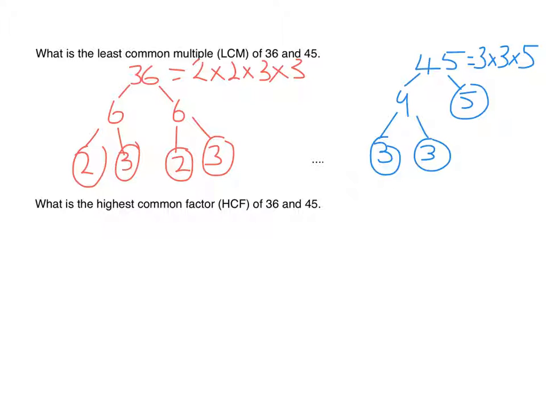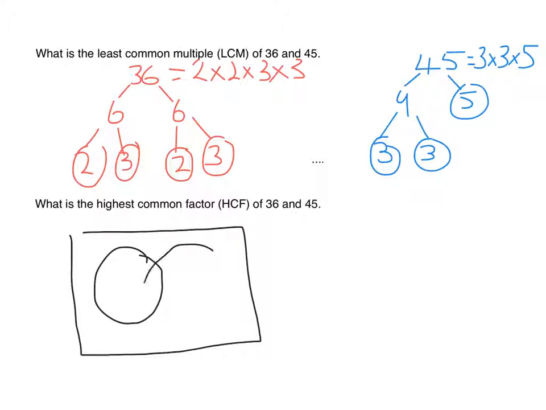So now what I'm going to do is I'm going to do this in a Venn diagram. So I've got my Venn diagram, and in the one I'm going to have the prime factors of 36, and in the other I'm going to have the prime factors of 45. So there's only 2's in 36, and there's 2 of those 2's. There's 2 3's in both 36 and 45, so I'm going to put those 3's in the middle. And then there's a 5 in 45.